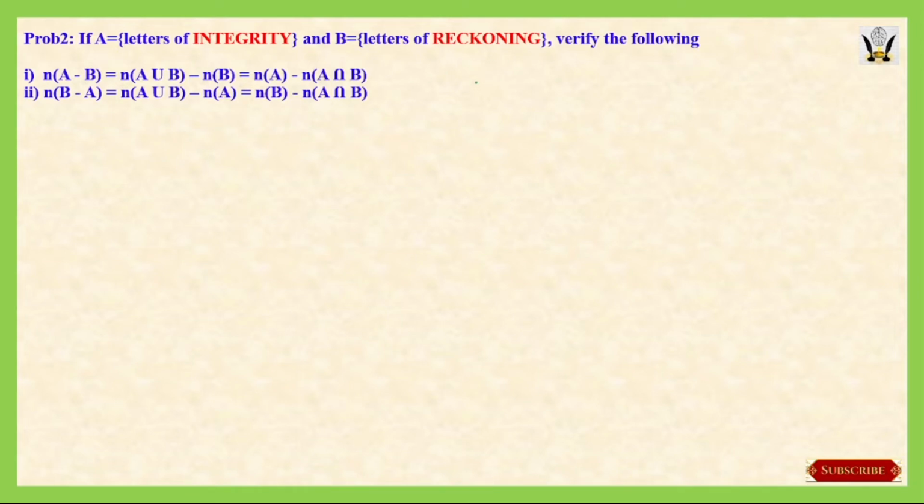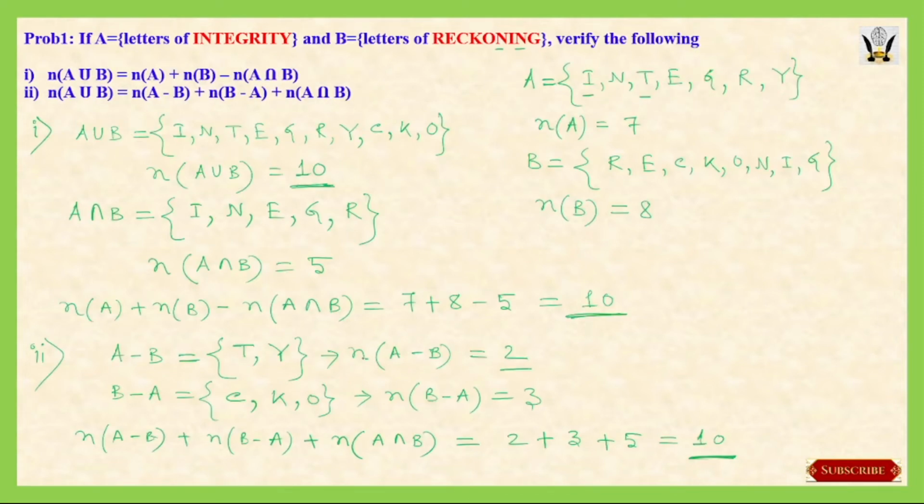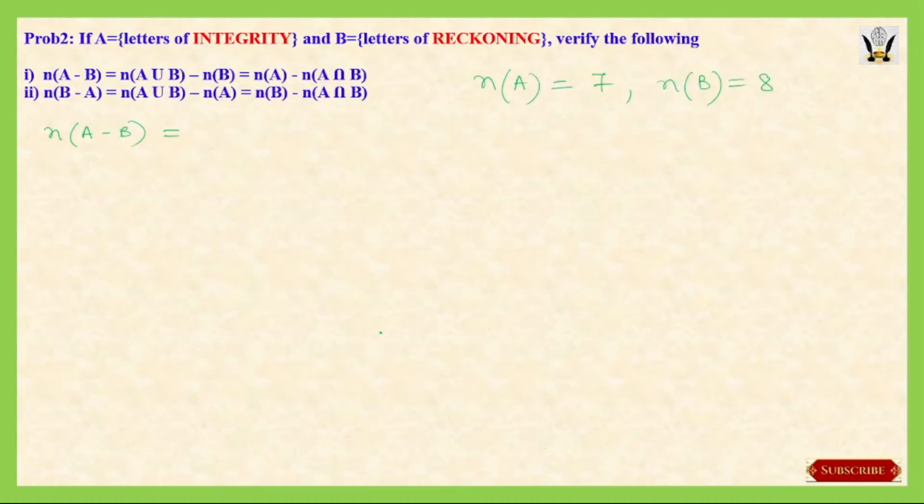So again the cardinal number of A we have already found. We have seen that that cardinal number was 7 and the cardinal number of B was 8. Here the first part of the equation has the cardinal number of the difference operation between A and B, and that we have already obtained, and that is 2. So we are writing here 2.